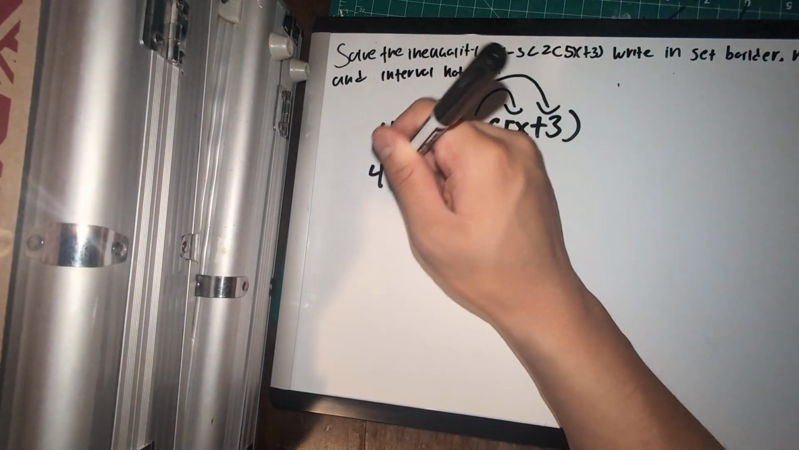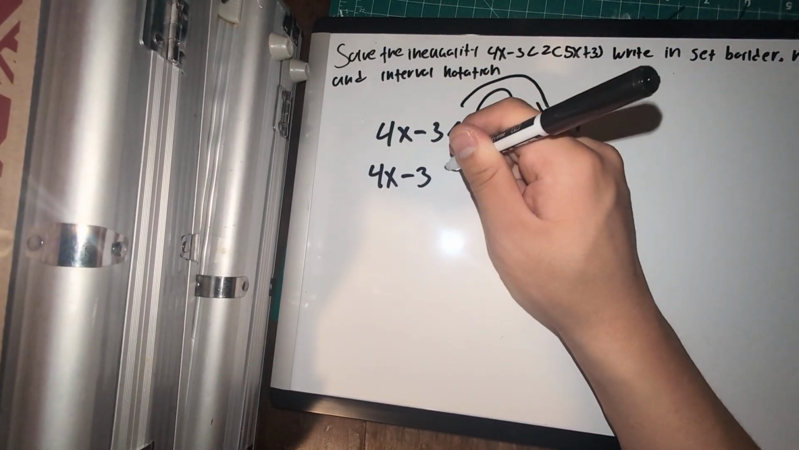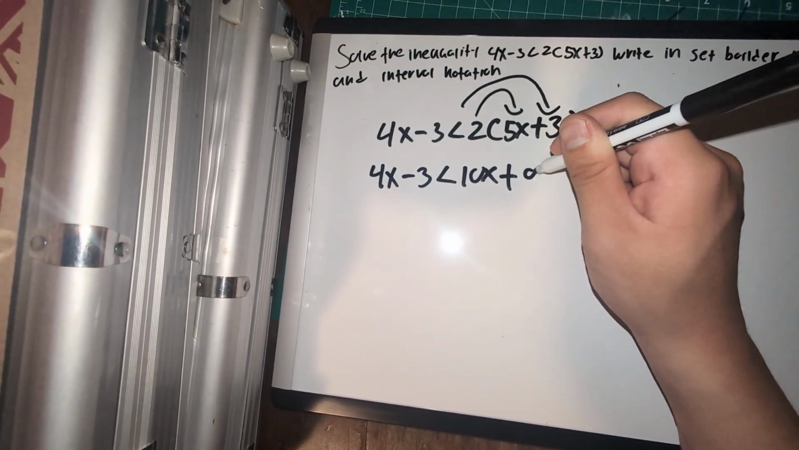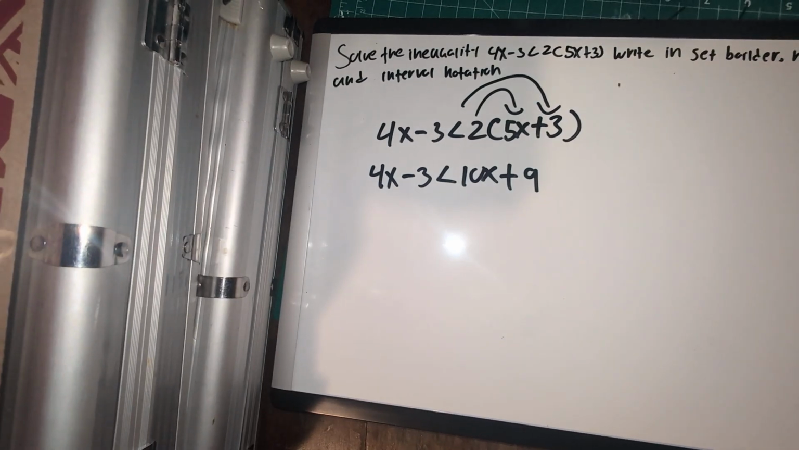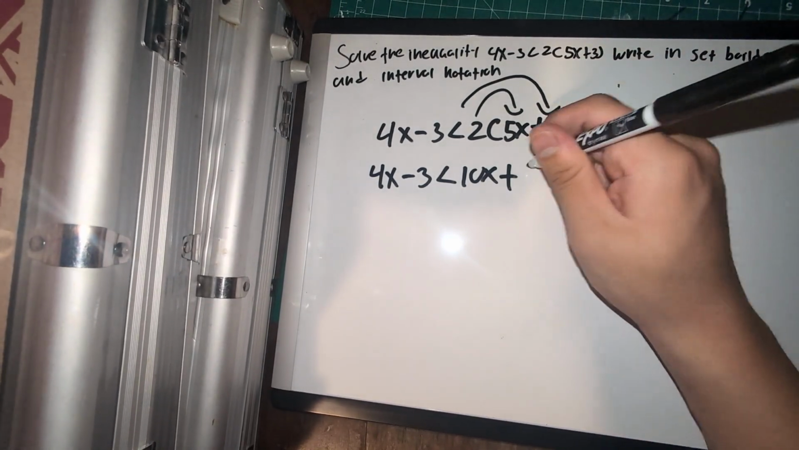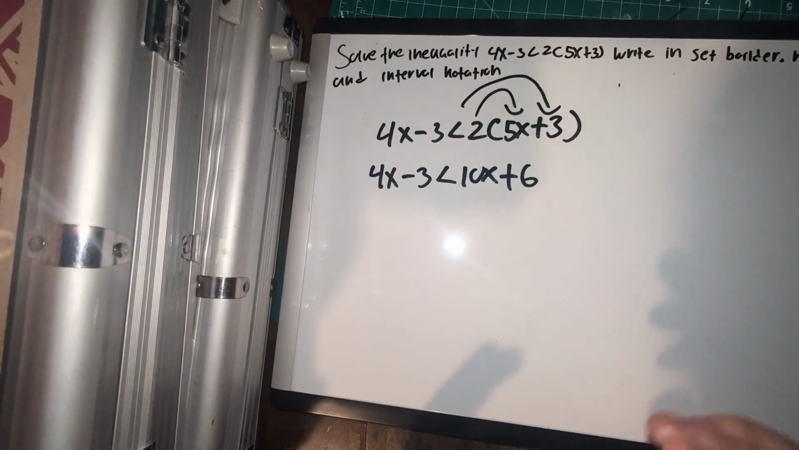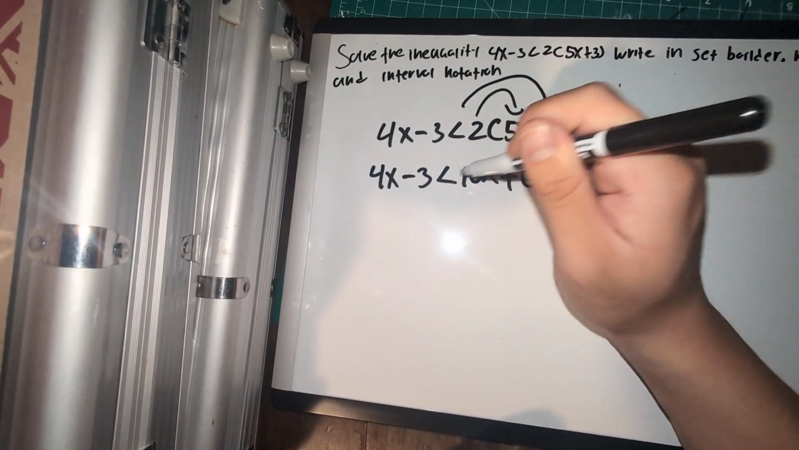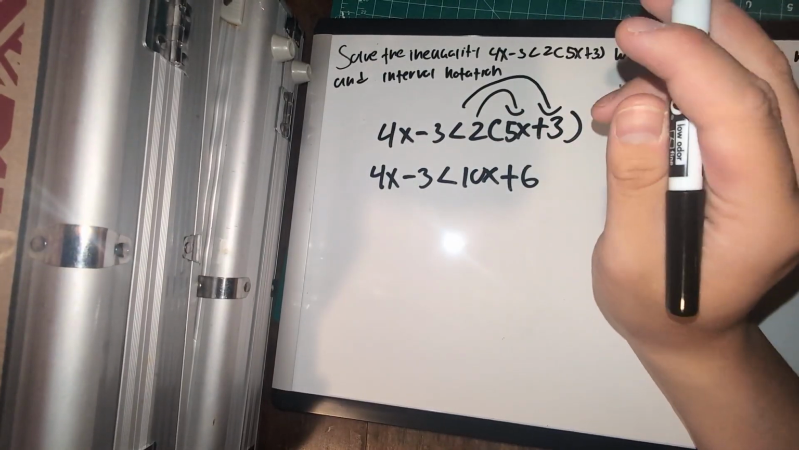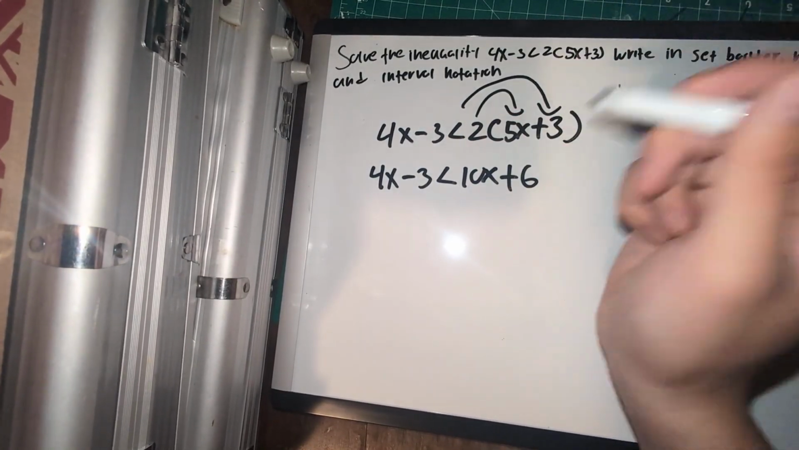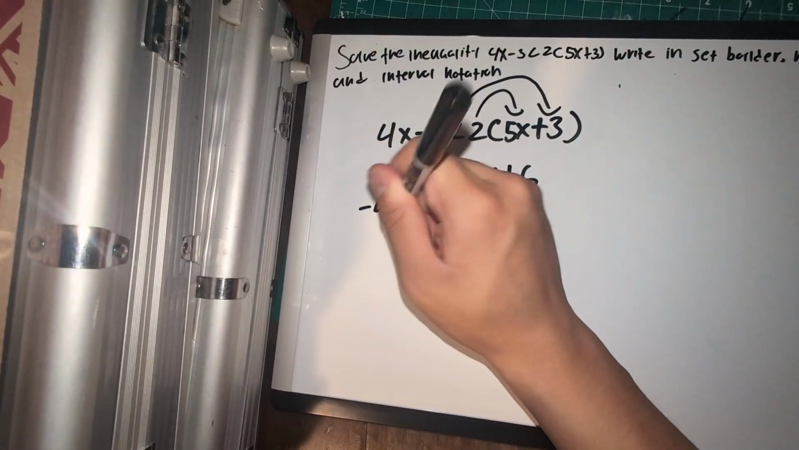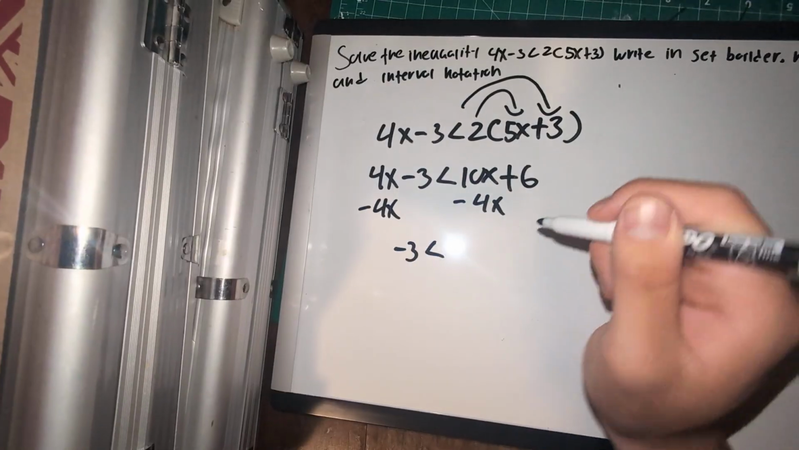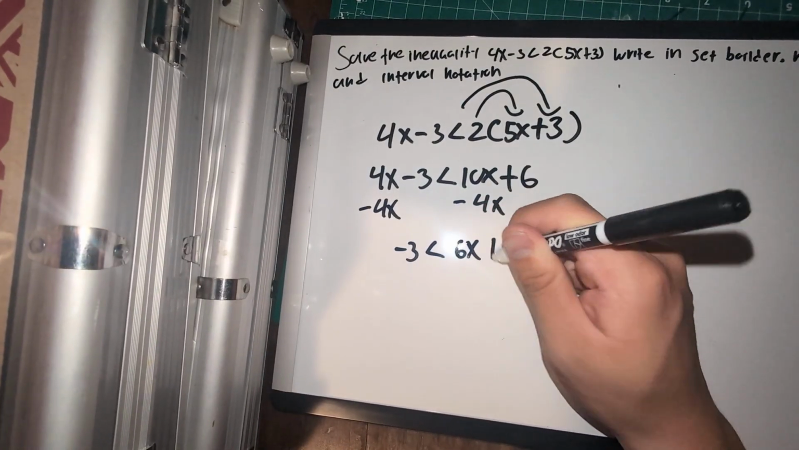So 4x minus 3 is less than 10x plus 9. Oh, my bad. Plus 6. Let me fix that real quick. Plus 6. Okay, so we obviously want to isolate x, and if we're moving a number this way, we can't do it both times. I'm going to go ahead and subtract 4x first on both sides, so we can get rid of it on this side. Minus 4x, minus 4x. That leads us to negative 3 is less than 6x plus 6.